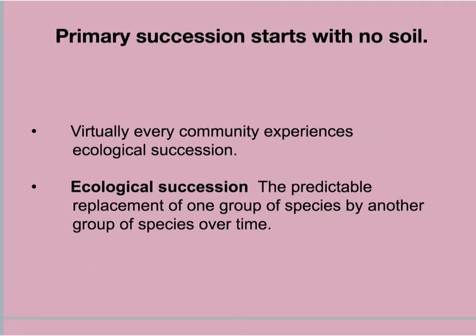Primary succession starts with no soil. Virtually every community experiences ecological succession in some fashion, which is predictable by the replacement of one group of species by another group of species over time. Depending on the type of community, ecological succession can vary from decades to even centuries of time.